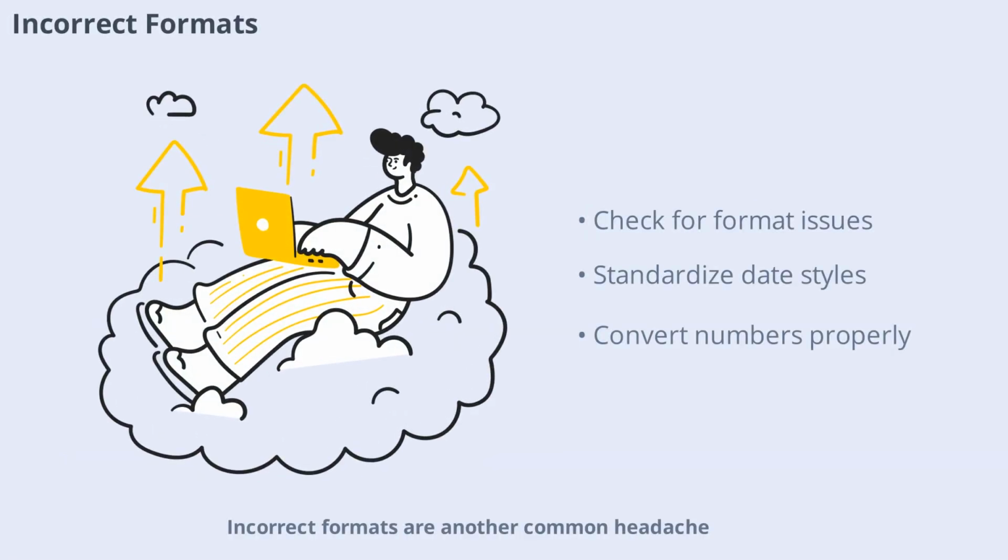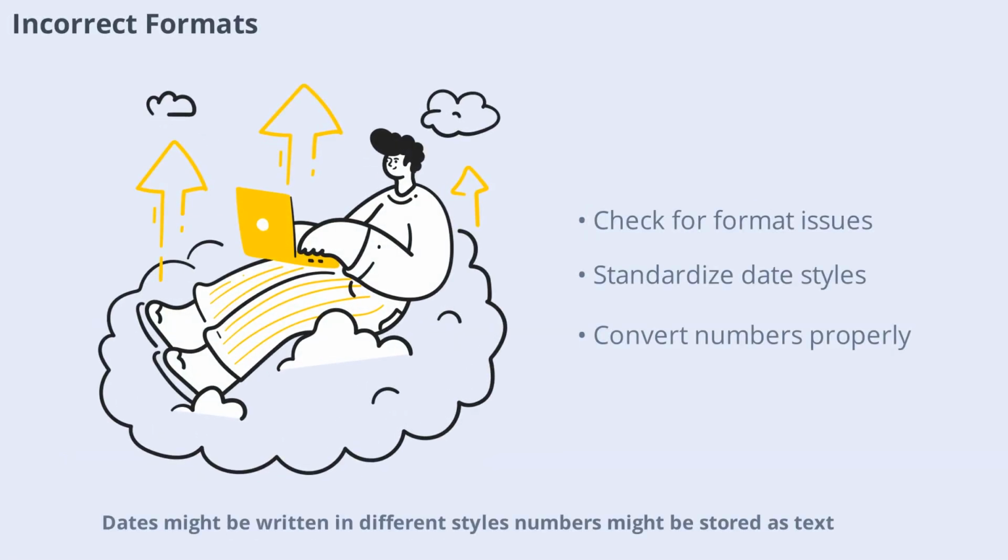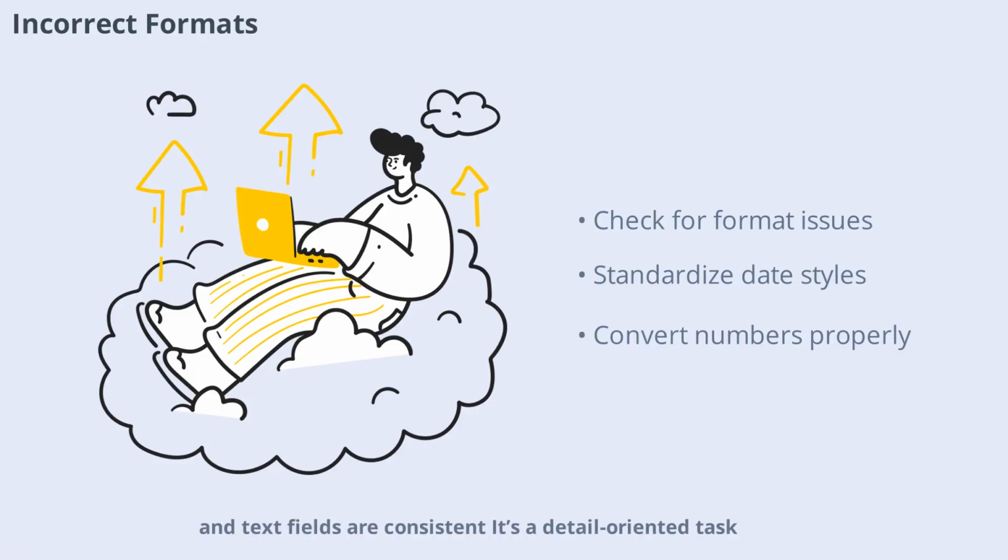Incorrect formats are another common headache. Dates might be written in different styles, numbers might be stored as text, or phone numbers could have extra symbols. These inconsistencies make it hard to sort, filter, or analyze your data. Standardizing formats is a key part of data cleaning. This means making sure all dates look the same, numbers are in the right format, and text fields are consistent. It's a detail-oriented task, but it pays off in the long run.